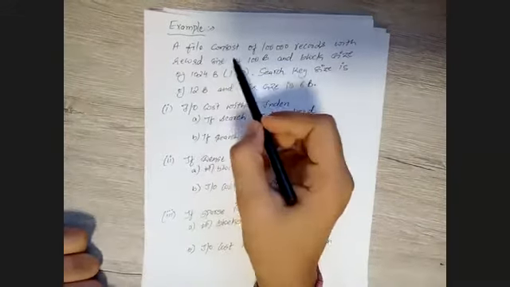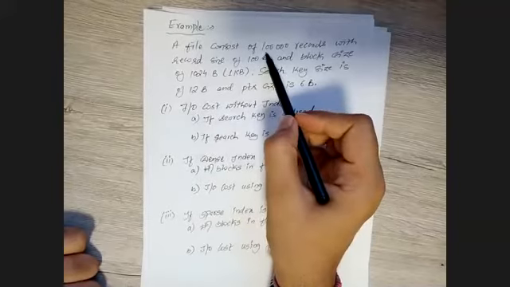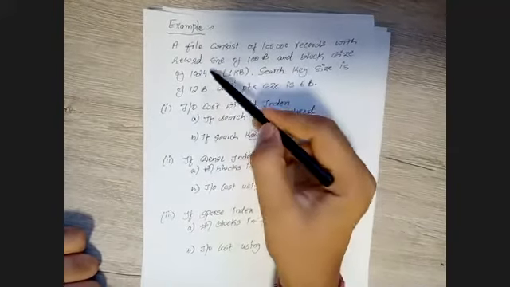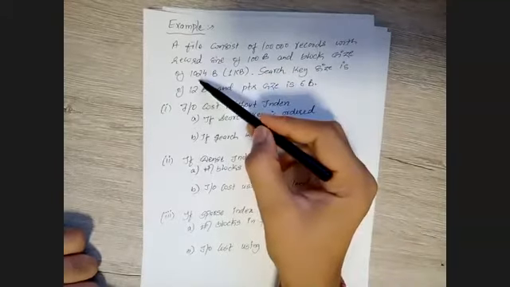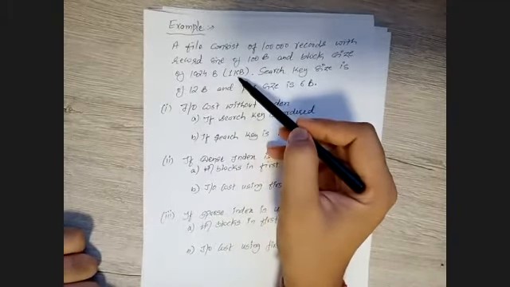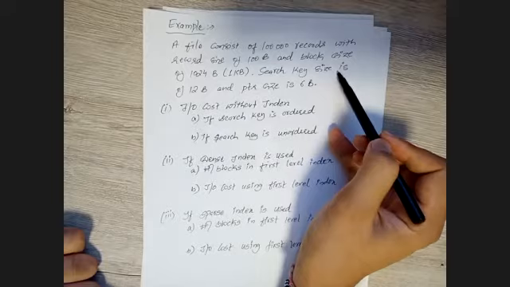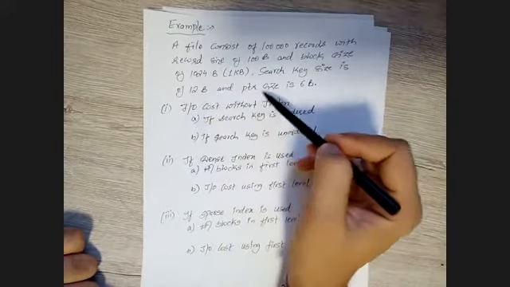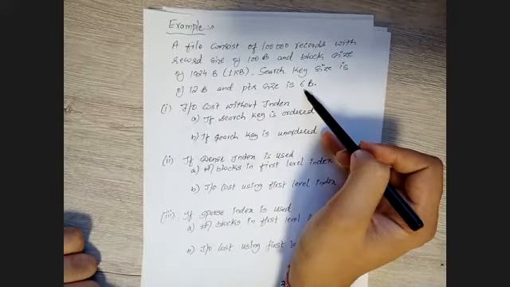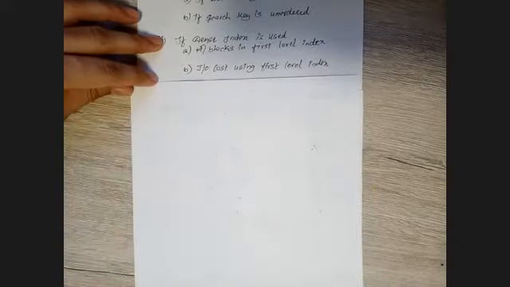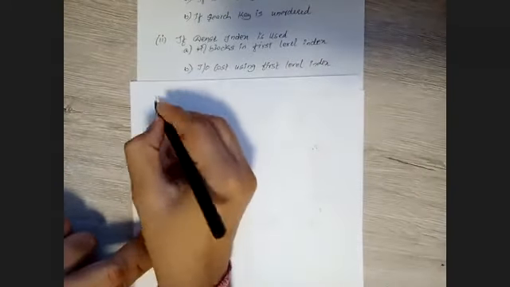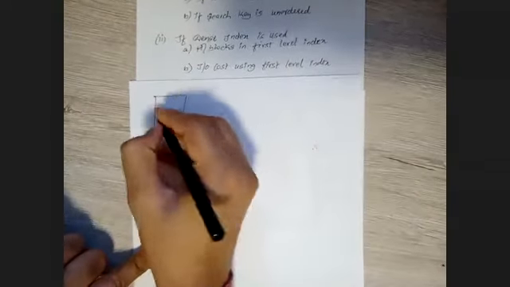Let's say a file consists of 1 lakh records, right? With a record size of 100 bytes and a block size of 1024 bytes, that is 1 kilobyte. The search key size is 12 bytes and the pointer size is 6 bytes. So we have seen, right? The scenario that is given to us is something like this. In the disk file, that is the database, how many records do we have? 1 lakh records.